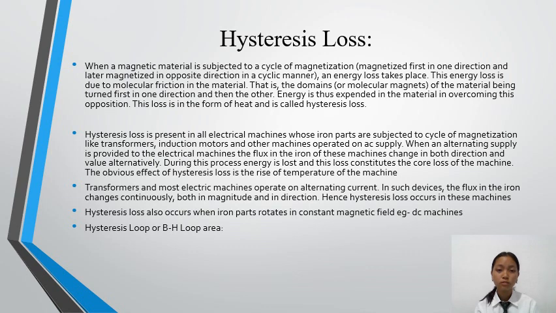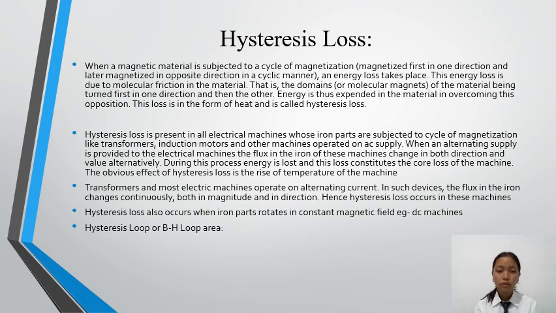Hysteresis loss. When a magnetic material is subjected to a cycle of magnetization, magnetized first in one direction and later magnetized in the opposite direction in a cyclic manner, energy loss takes place. This energy loss is due to molecular friction in the material, that is, the domains or molecular magnets of a material being turned first in one direction and then in the other. Energy is thus expended in the material in overcoming this opposition. This loss is in the form of heat and is called hysteresis loss.